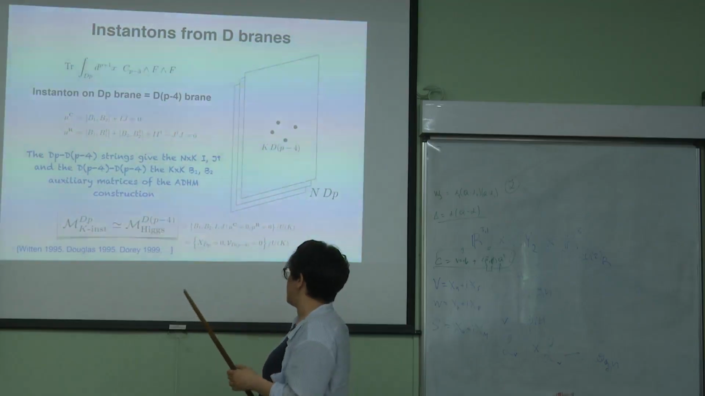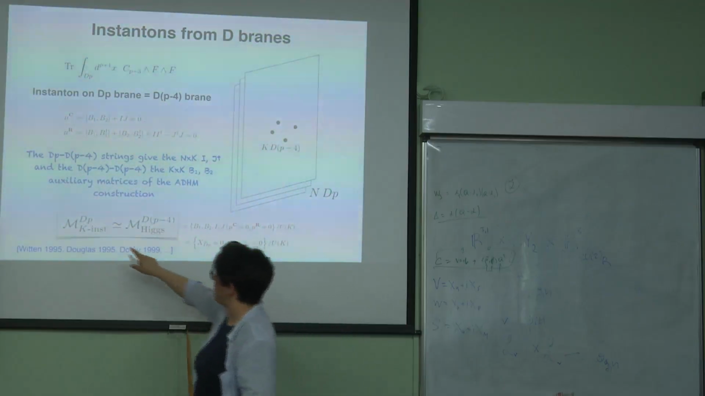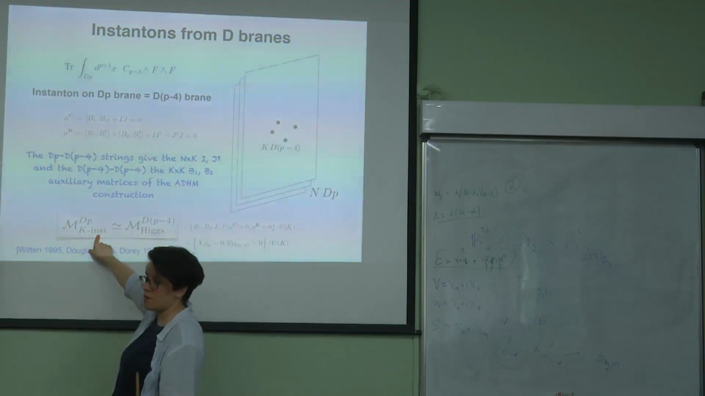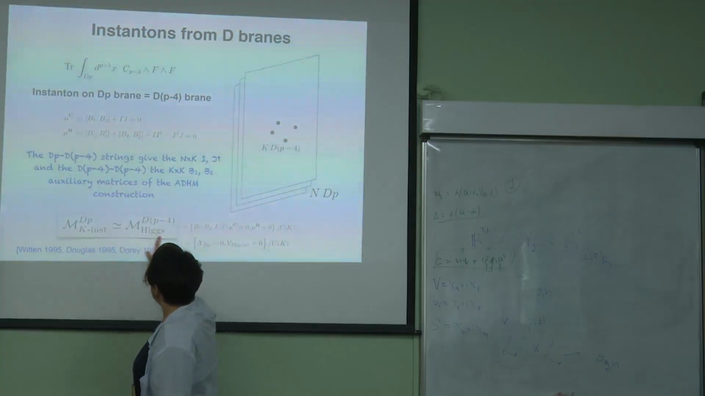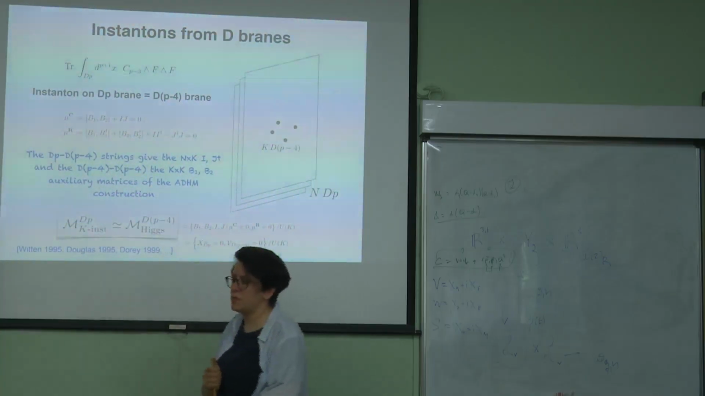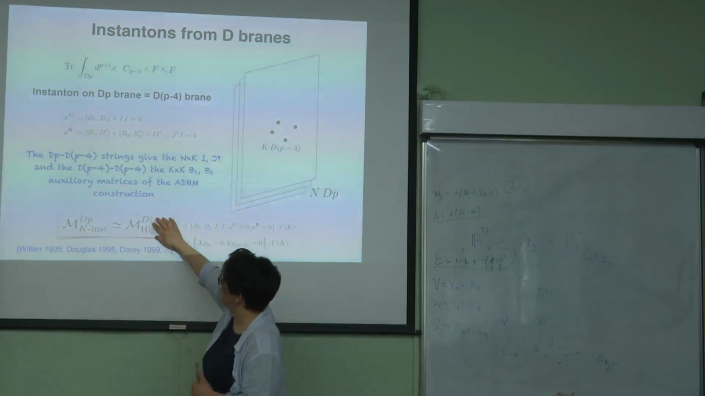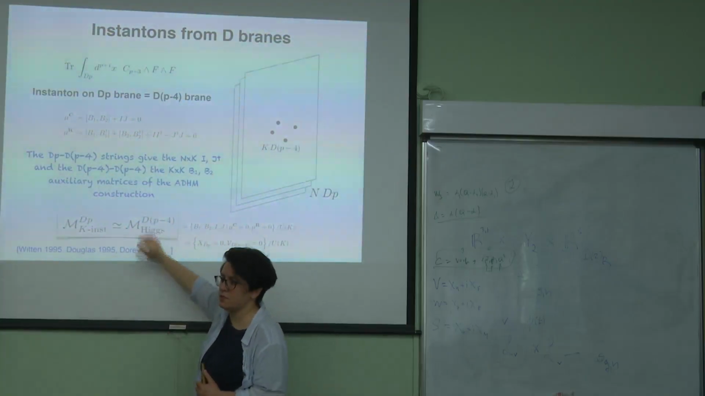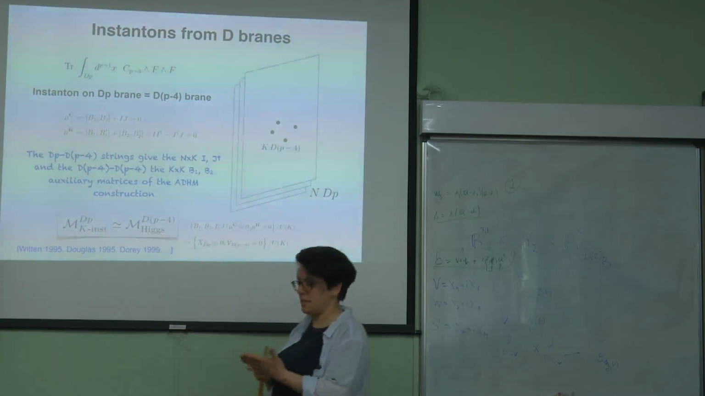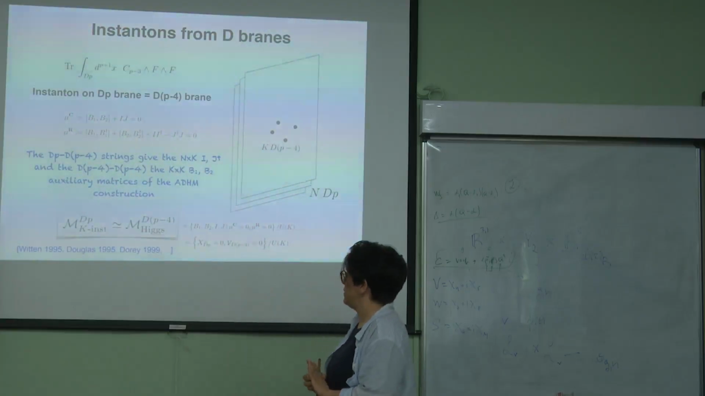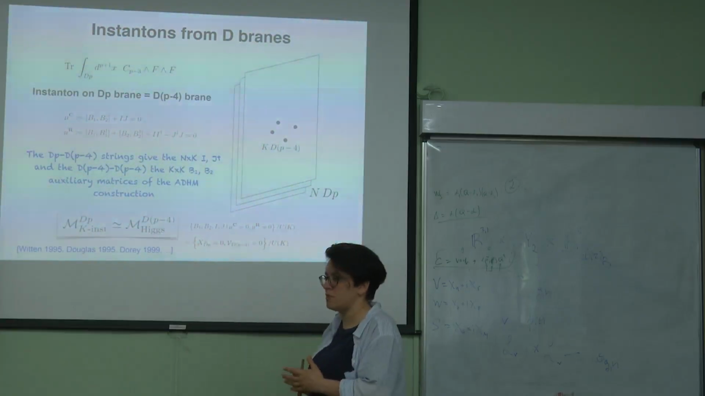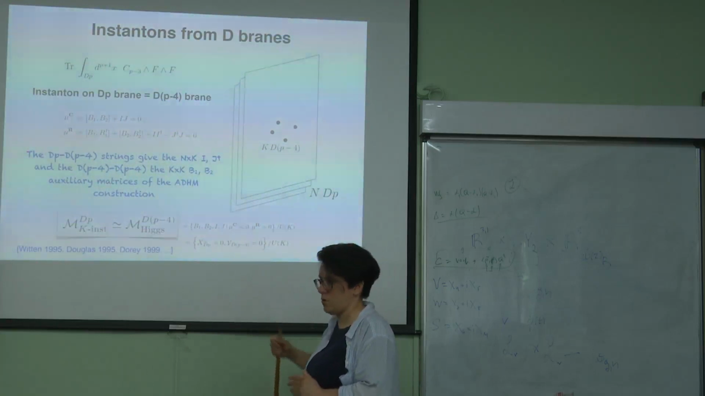And in fact, it's even better. You should really say that the instanton moduli space is equal to the Higgs branch for the gauge theory that lives on here. And this doesn't care about how much supersymmetry you have. This is just a correct equation.